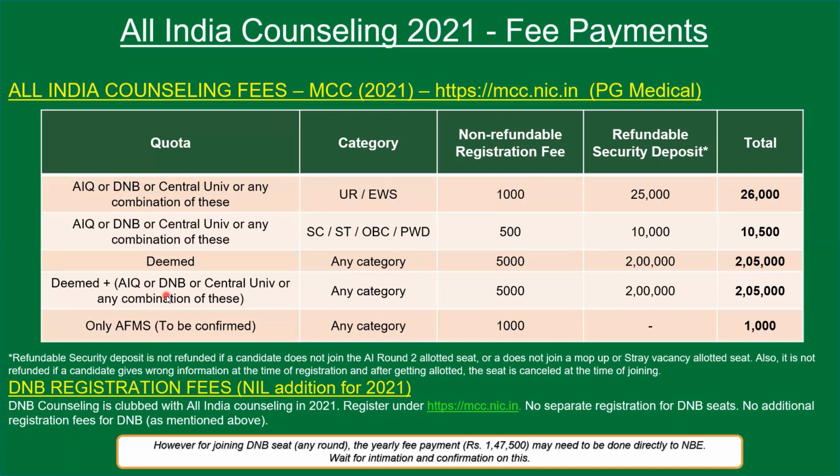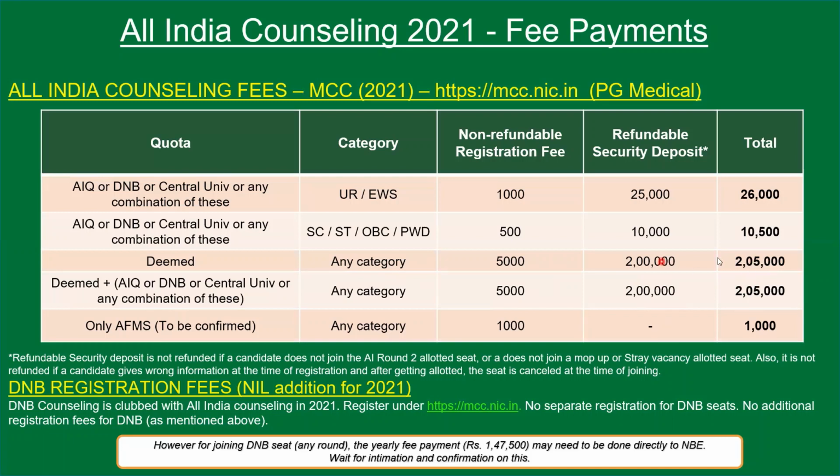And if you're interested in DNB seats and a combination of all seats, or one or more of the other AAQ, DNB or Central University quota, in that case, you pay a refundable security deposit of 2 lakhs and a non-refundable registration fee of 5,000, a total of 2 lakh 5,000.